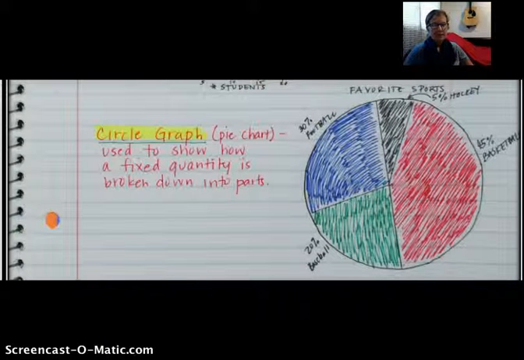And lastly, you have your circle graph. Some people know this as a pie chart, and it's used to show how a fixed quantity is broken down into parts. So you have to have that whole, that 100%, before you can start to divide things. And so this is not great for counting. This is not great for showing change over time. It's best if you have a whole to start with, and then you can take that and section it up, divide it into parts, or fraction it out.